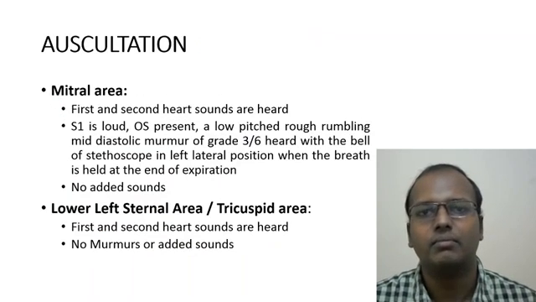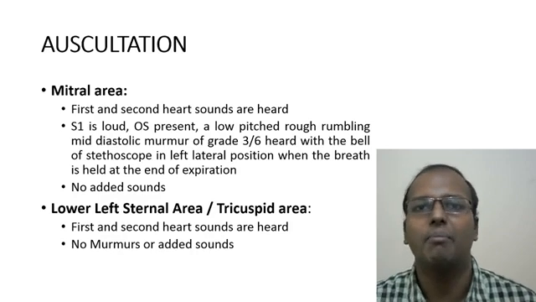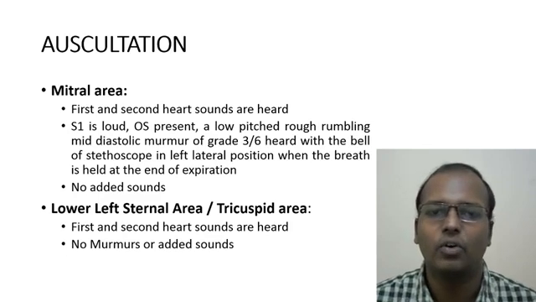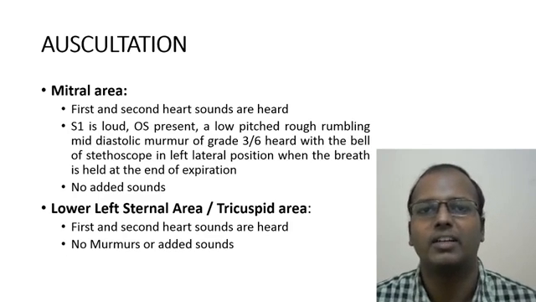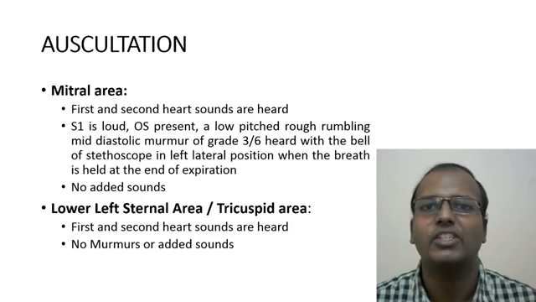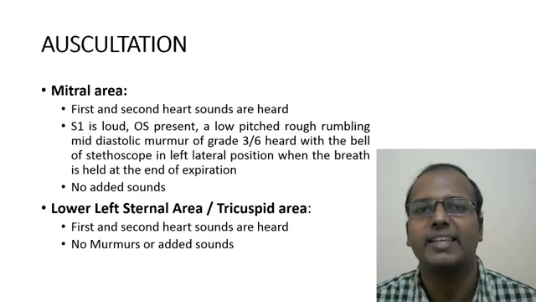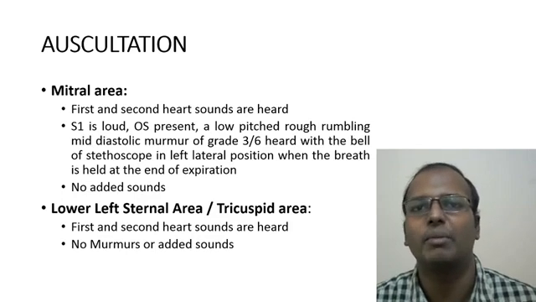Coming to auscultation, you have to go area-wise from the mitral area, then the lower left parasternal area, which is also called the tricuspid area. Then you can go above, that is the pulmonary area, and to the right. Second intercostal space, left side, is your pulmonary area and right side is your aortic area. So we have to go in a sequence which is also called the inching method. Inch by inch you can move from the mitral area to the tricuspid area, to the pulmonary area, and to the aortic area.